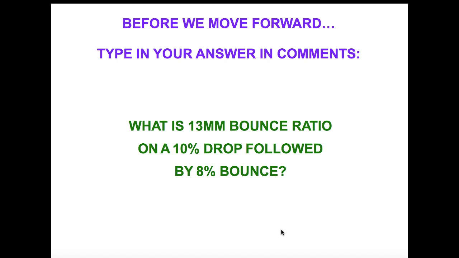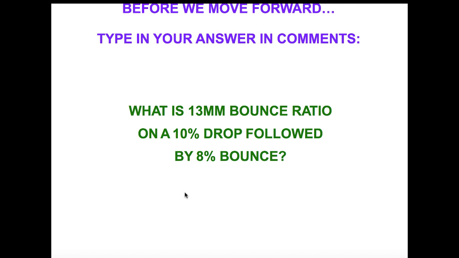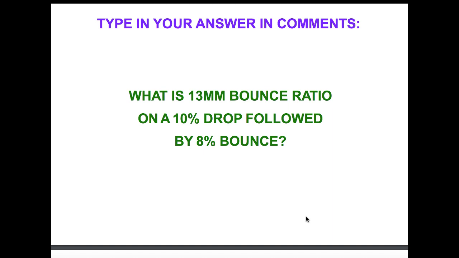All right, guys, the answer is quite simple. In this case, the answer is going to be 0.8. You would simply take 8 divided by 10. That's your bounce ratio of 0.8. So in other words, on a drop of 10%, the market is not only not compensating fully for the point drop, but it's also not able to regain the entire move in percentage points. So when you look at the chart, it's going to be like an incomplete V formation.